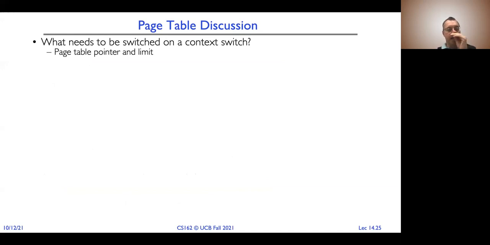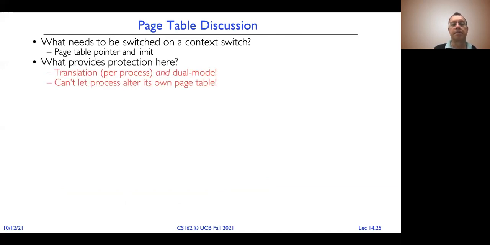So a little bit of discussion about the page table before going forward. What do you need to do when a context switch happens? You need to switch the page table pointer, the beginning of the page table, and the limit, the size of the page table.